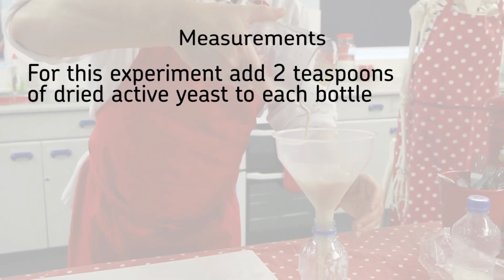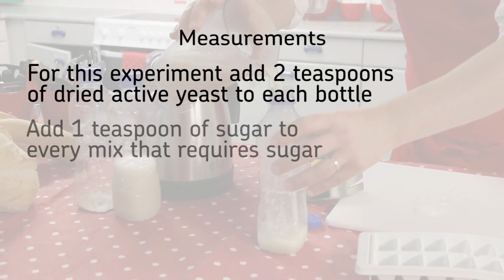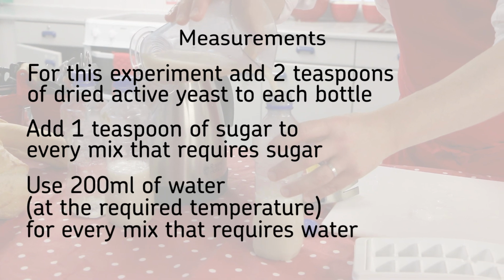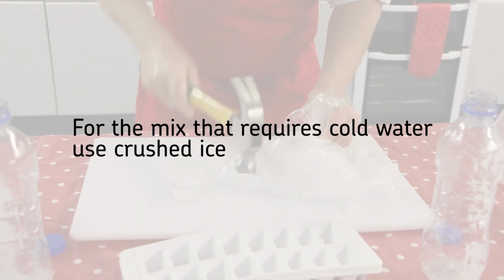For this experiment, add 2 teaspoons of dried active yeast to each bottle. Add 1 teaspoon of sugar to every mix that requires sugar. Use 200 ml of water at the required temperature for every mix that requires water. For the mix that requires cold water, use crushed ice.